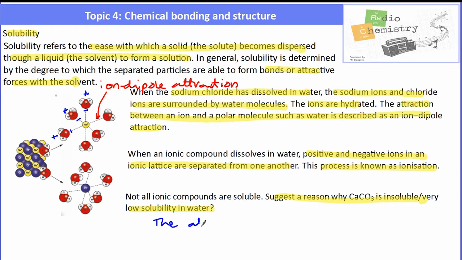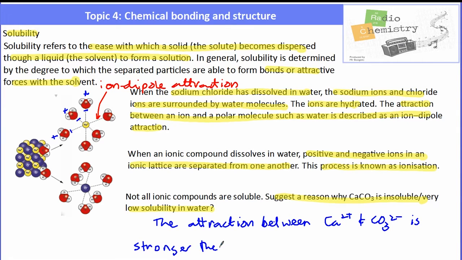Calcium carbonate is not very soluble in water. So what does that mean? Well, that means that the attraction between the calcium and the carbonate must be stronger than the attraction between the calcium and the water, or the carbonate and the water, because the water simply can't pull apart that lattice. So if you have a stronger attraction between the ions, you will be insoluble, whereas if you have a weaker attraction between the ions compared to water, you will be soluble.